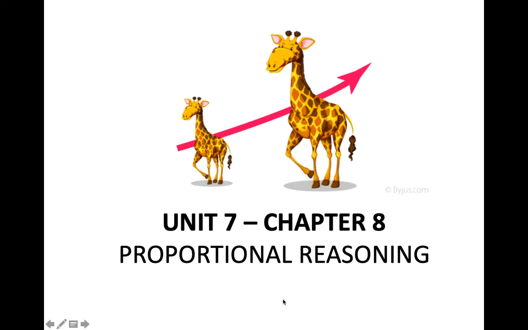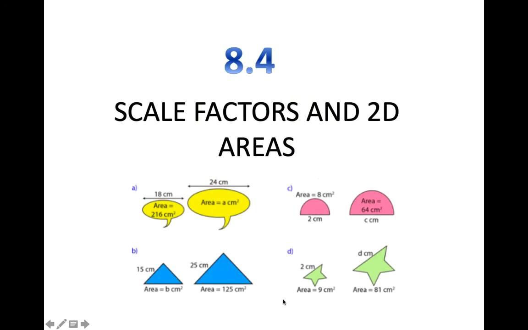Here we go. So as you know, we've been working our way through Unit 7, Chapter 8, where we're looking at proportional reasoning. And in section 8.4, we took a look at scale factors, in particular, how they related to the area of figures. And that's, of course, with two-dimensional areas. So when we think about similar figures, we have a conversation bubble here and it's getting larger. We've got the area of one and the area of another. These are similar figures. How could we use the scale factor to help us understand what the areas actually are?